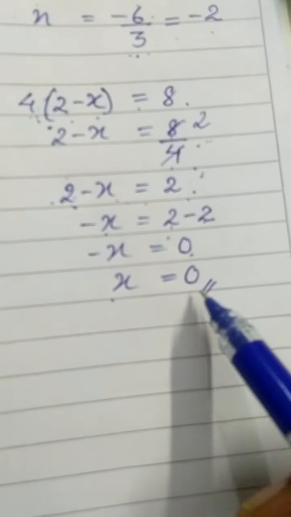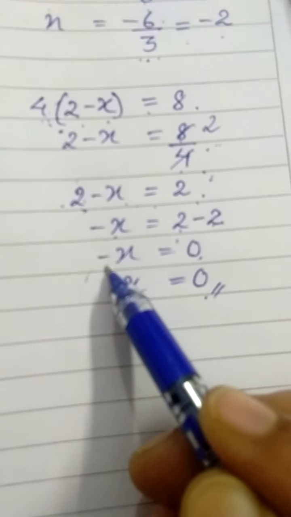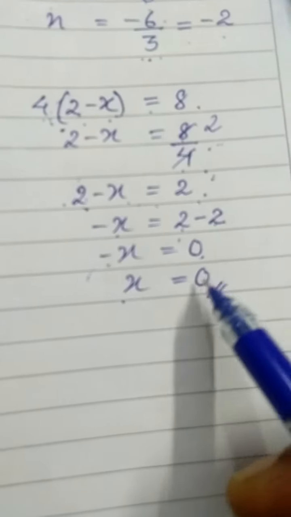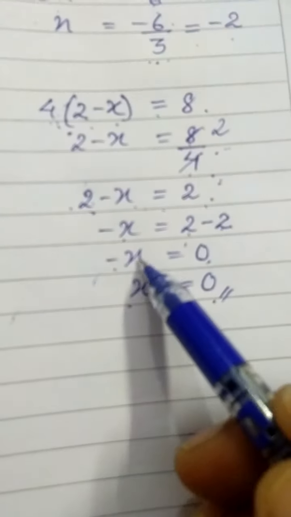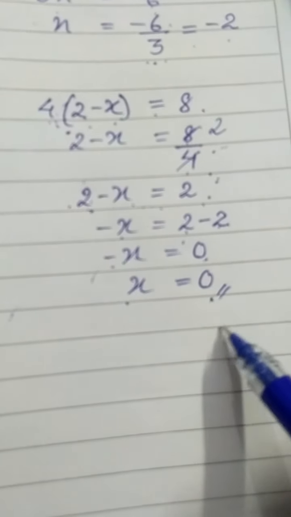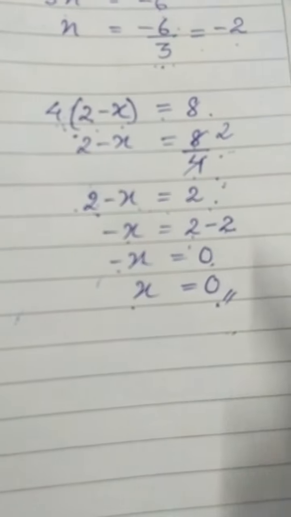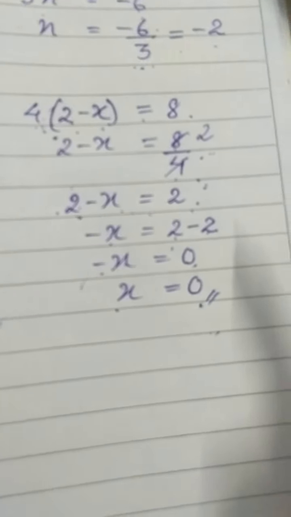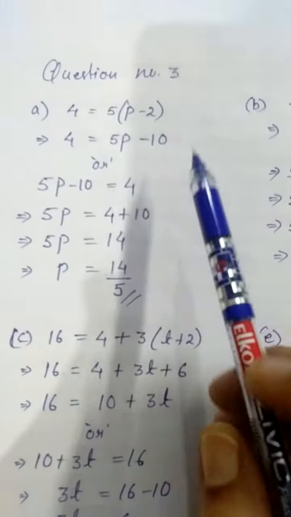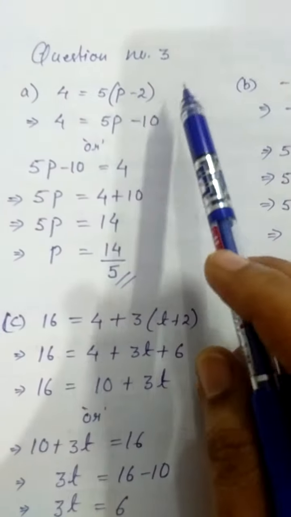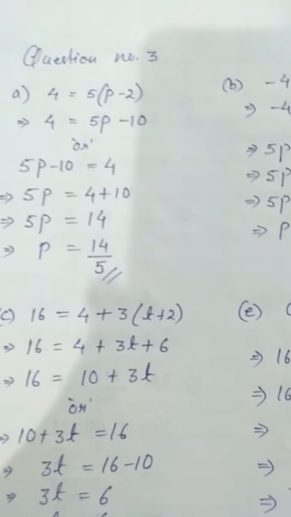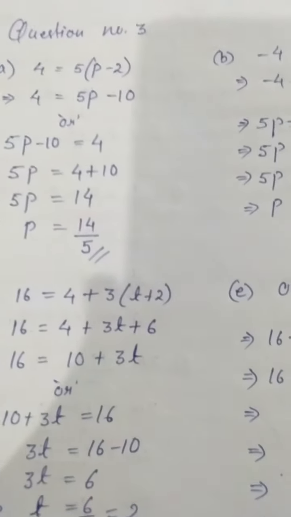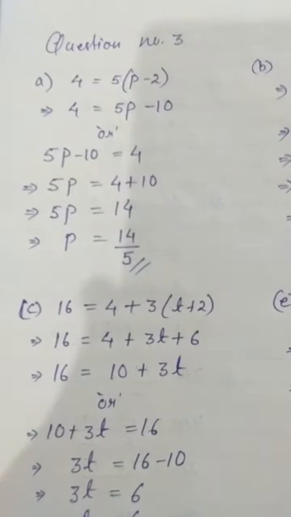So x will be equal to 0 into, because minus here will go that side, here it is into minus 1 and here it will be upon minus 1. So 0 upon minus 1 is 0 only. Okay. Now coming to the next question, that is question number 3, children. It is again solving of equations. Different kinds of equations they have given, so that you will be able to solve all types of equations.